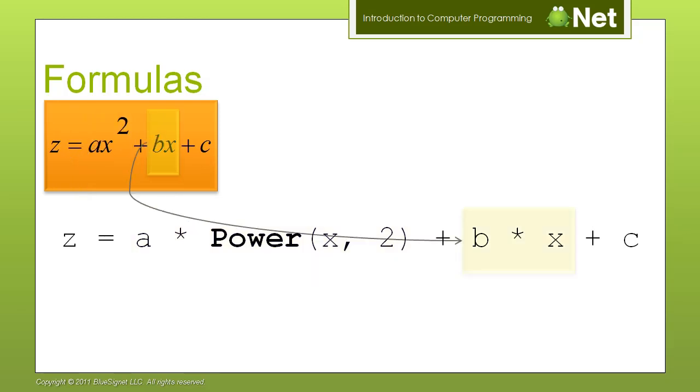Then right here, b times x, which will be evaluated next. And then we have c here. And then after that, the value of those expressions will be added to equal z.